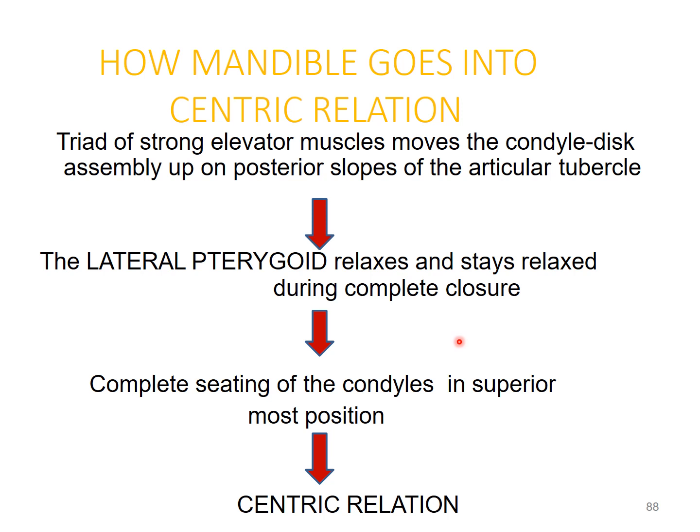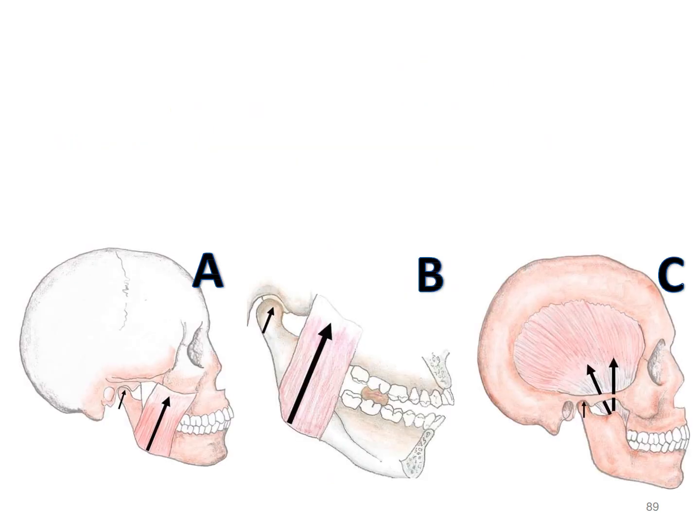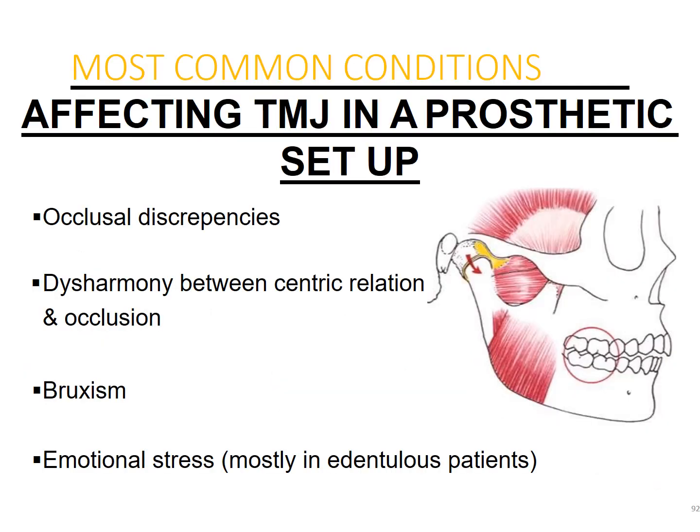Okay, and when the complete seating of the condyle happens in anterior superior position is when we get the centric relation. So that's why we have to guide the patient into centric relationship. Here we can see the elevator muscles elevate the condyle into the anterior superior position, that is against the posterior slope of the articular eminence or the articular tubercle. So here is the joint in the anterior superior most position against the posterior slopes, and this is due to the action of primarily the masseter muscle and also the temporalis muscle, which is attached to the anterior border of the coronoid process. So here the lateral pterygoid does not play any part.